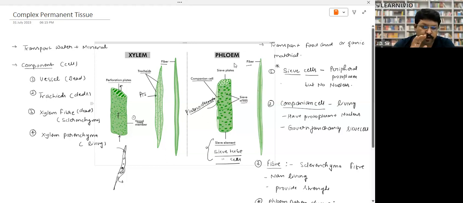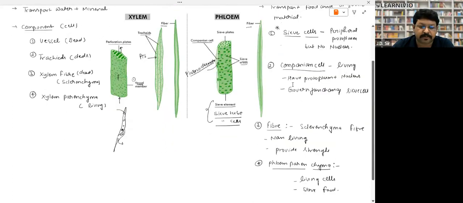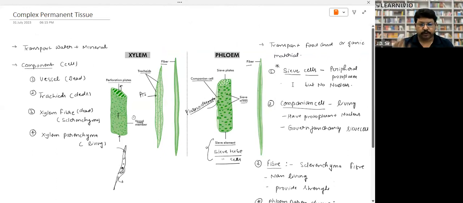Then it comes to the phloem. The function of phloem is to transport the food, from the stem to the top, or sometimes, most of the time, from the top to the root, right? So their function is to transport the food material. They are also made up of four different kinds of cells. That's why they are called permanent complex tissue.